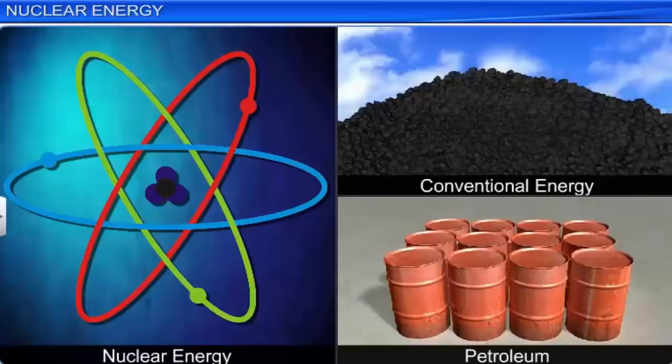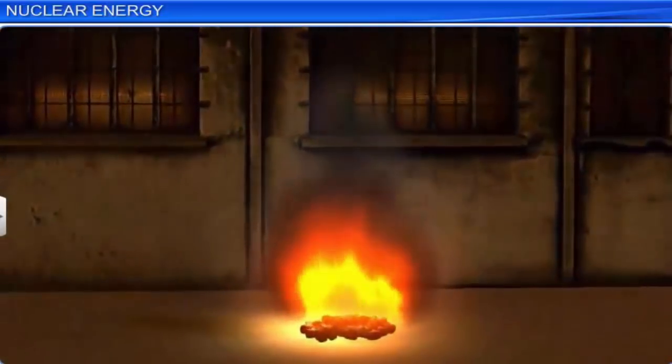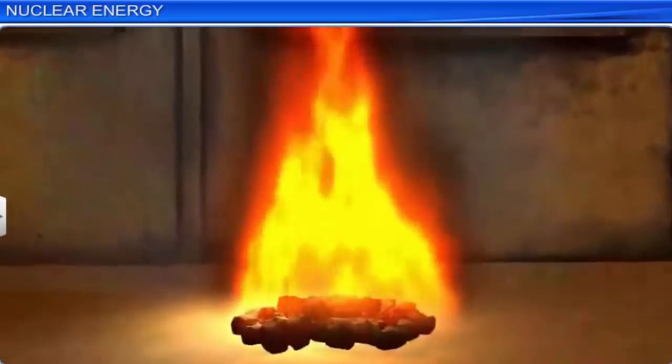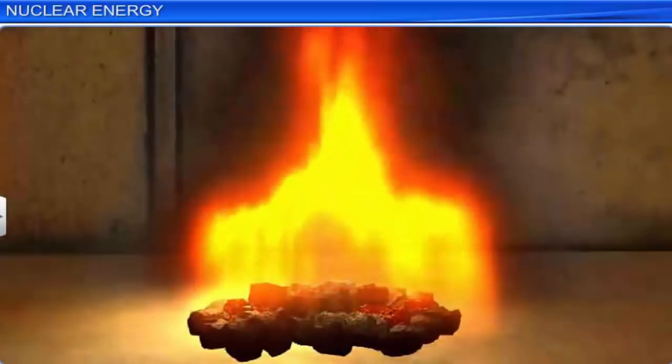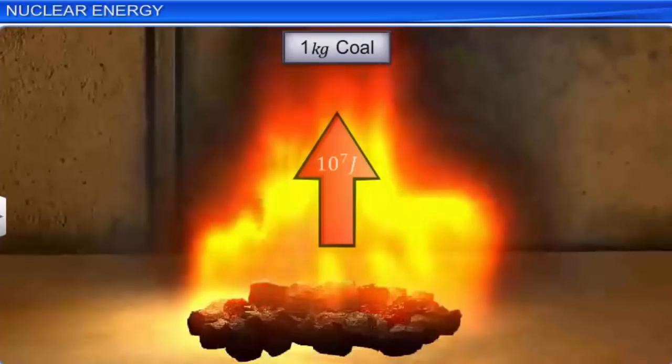Let us now compare this energy to that which is released when we use conventional energy resources like coal, petroleum, etc. Conventional energy resources release energy through chemical reactions. For example, when 1 kilogram of coal is burnt, the amount of energy released is about 10 to the power 7 joule.